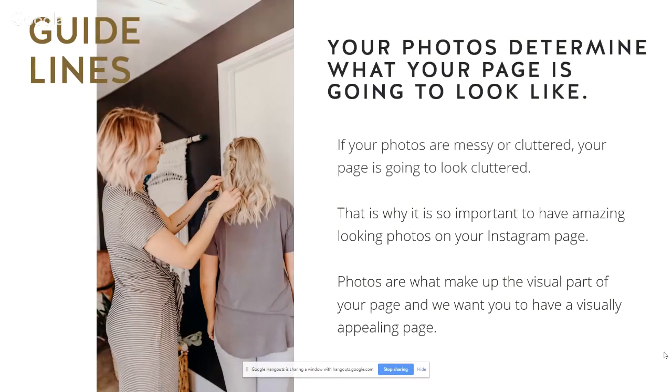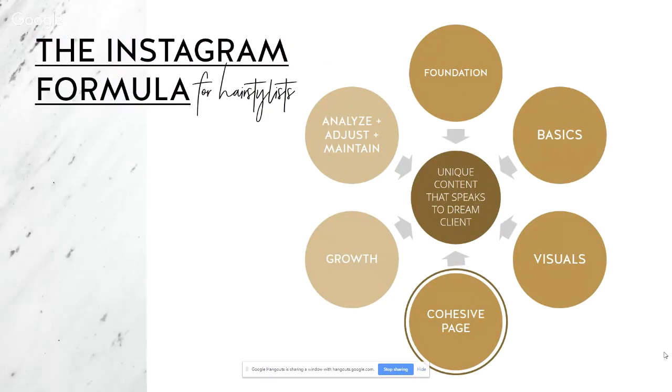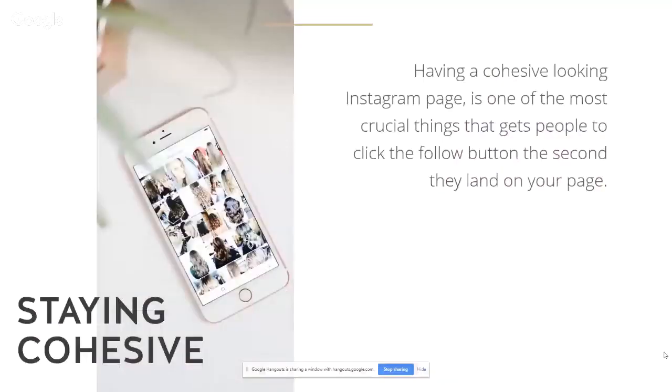So now that we've moved on from the visuals, let's talk about a cohesive page and brand. So having a cohesive page on Instagram is one of the most crucial things that gets people to click the follow button the second they land on your page.